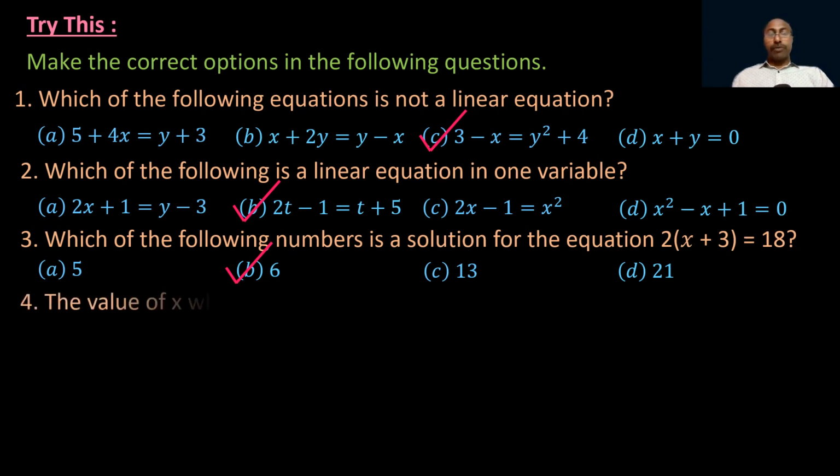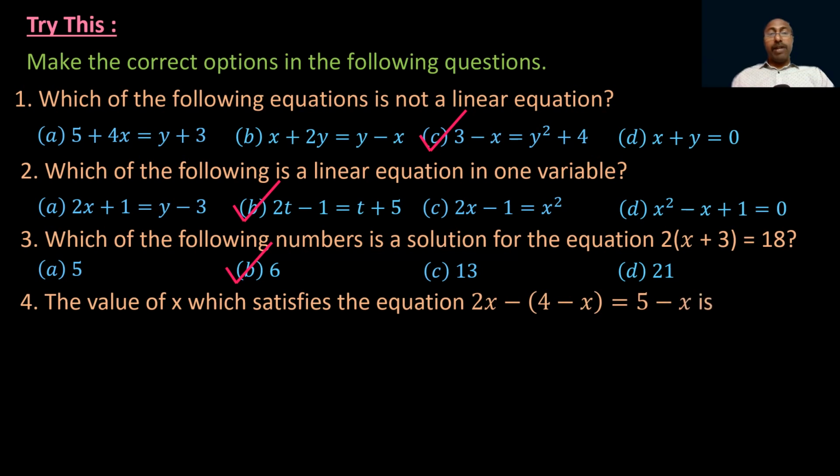Now take the fourth question. The value of x which satisfies the equation 2x minus half 4 minus x is equal to 5 minus x is dash. And the options are 4.5, 3, 2.25, 0.5. Let us solve this simple equation.